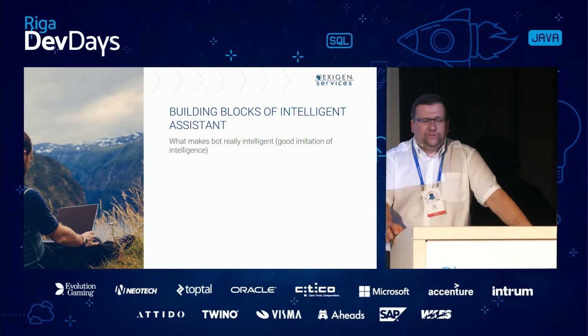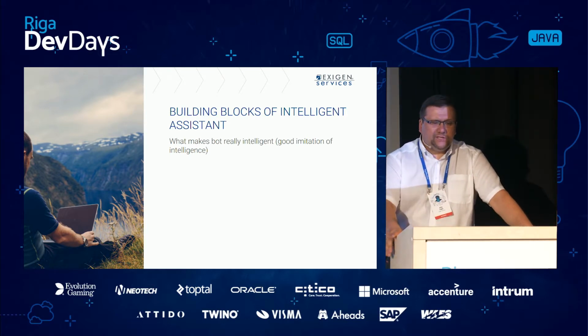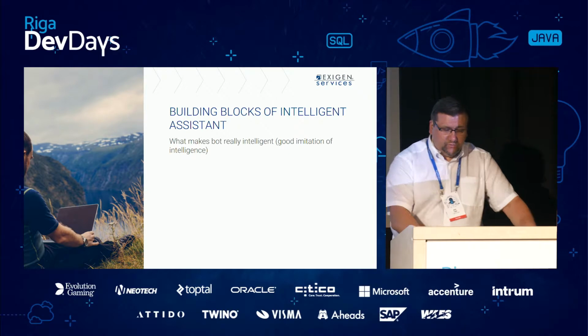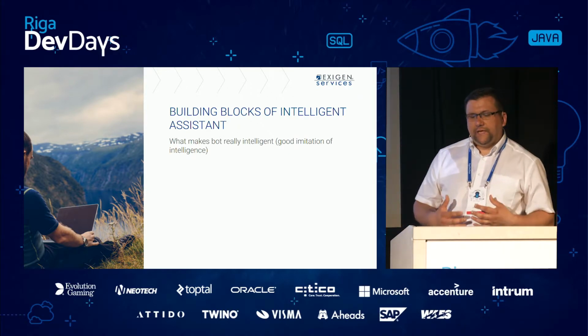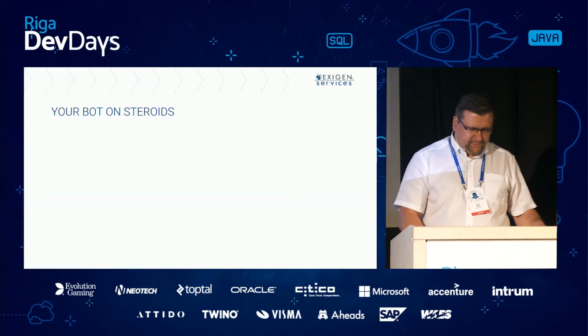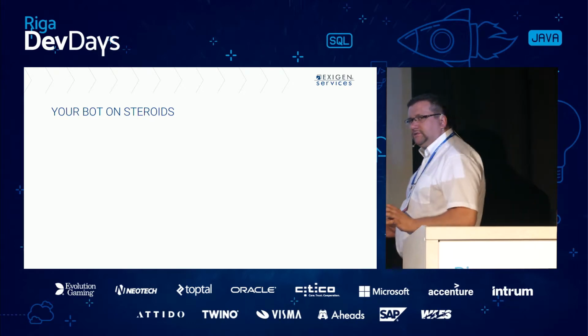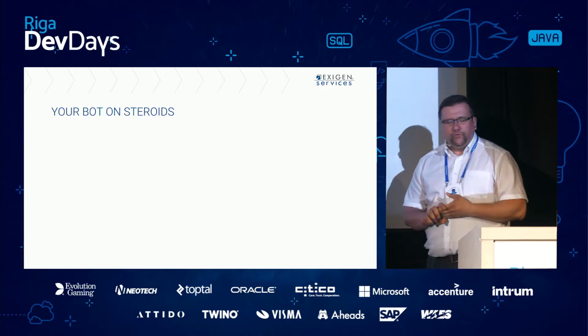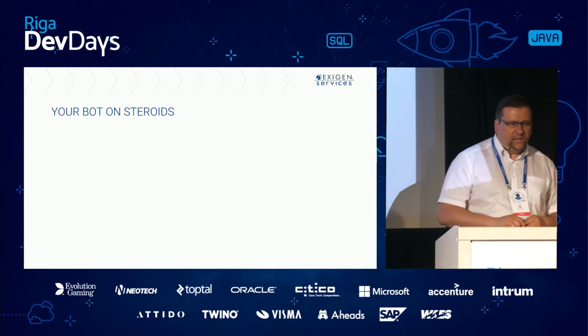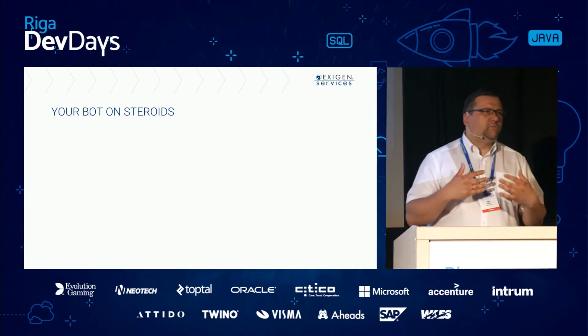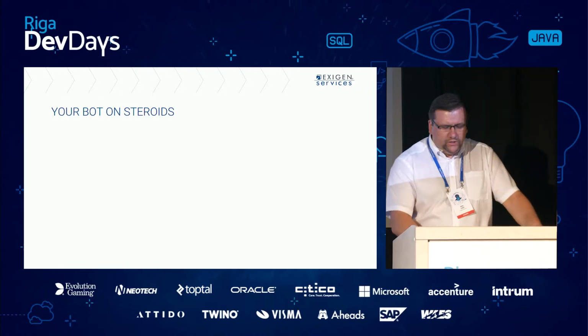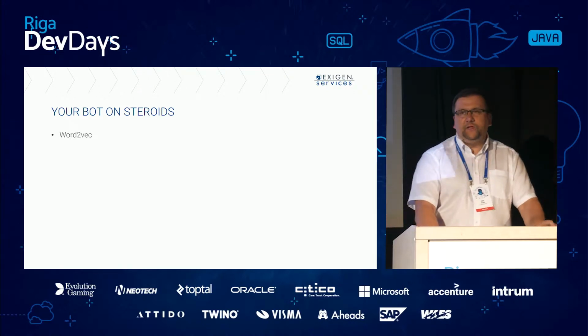And we need to add some intelligence to our bots so that they imitate intelligence better than we expect. And I provide, let's say, your bot on steroids. I want to show you 6 things that, if you develop bots or will develop bots, you need to take into account. First thing is word2vec.